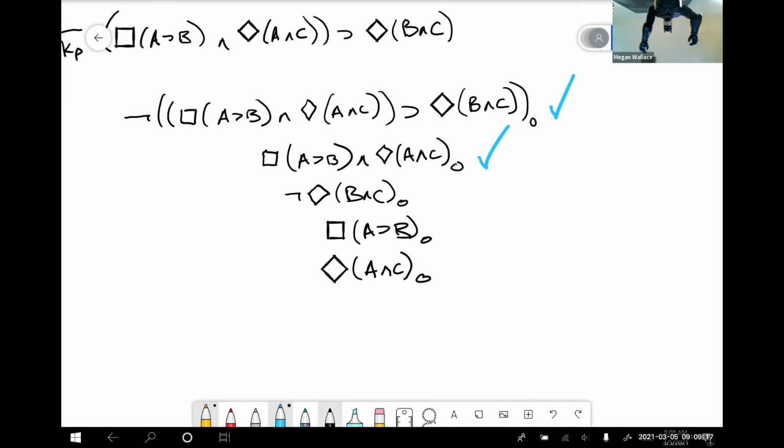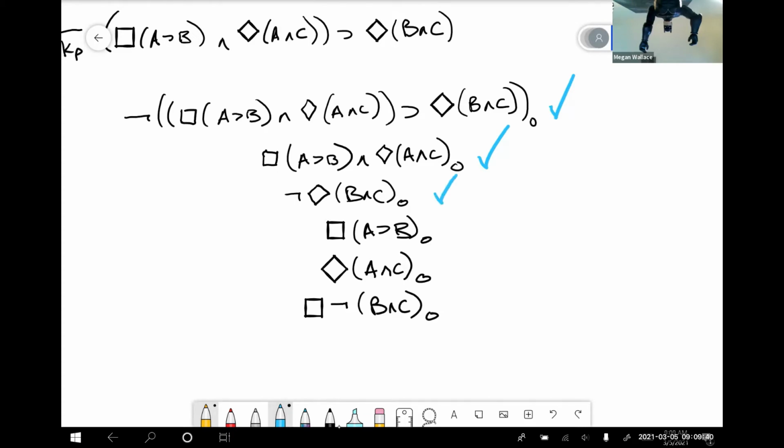After that, I am going to take this one right here, which is a negated diamond claim, and I'm going to use our negated diamond rule, which says essentially that it gets pushed in and the diamond turns into a box. So we get box not B and C at 0, and that is me doing this one right here.